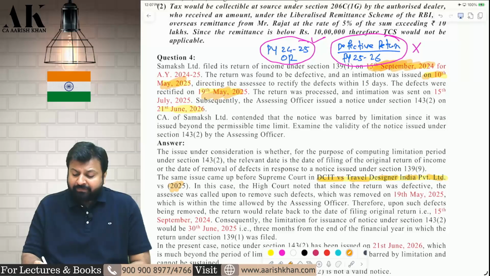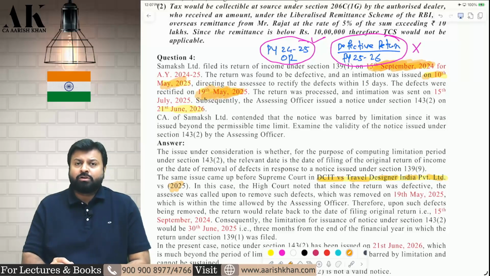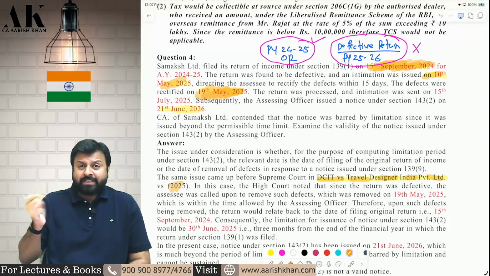So the return is filed on 15 September 2024 and the defect is rectified in the next year on 19 May 2025. Now the question is, what is the time limit to send a scrutiny notice? The time limit to serve scrutiny notice is 3 months from the end of the financial year in which the return is furnished. Which return? Original return or rectified return? Original return or when the defect is cured.